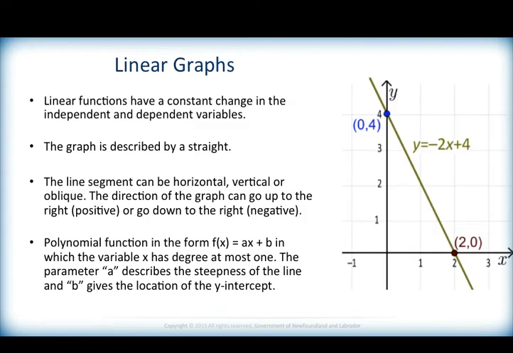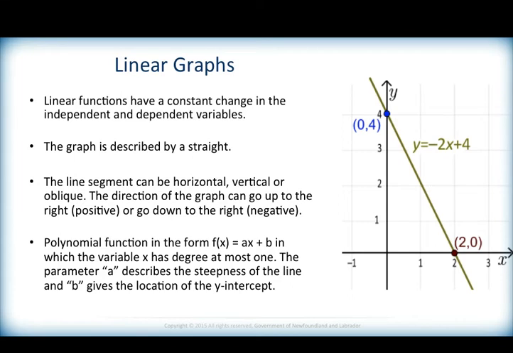A linear graph, maybe you're familiar with that from grade 9 when we talked about linear functions. A linear function has a constant change in independent and dependent variables. It will increase by the same number or it will decrease by the same number. The graph is described by a straight line. The line segment can be horizontal, vertical, or oblique. The direction of the graph can go up to the right, meaning it's positive, or it can go down to the right, which means it's a negative.